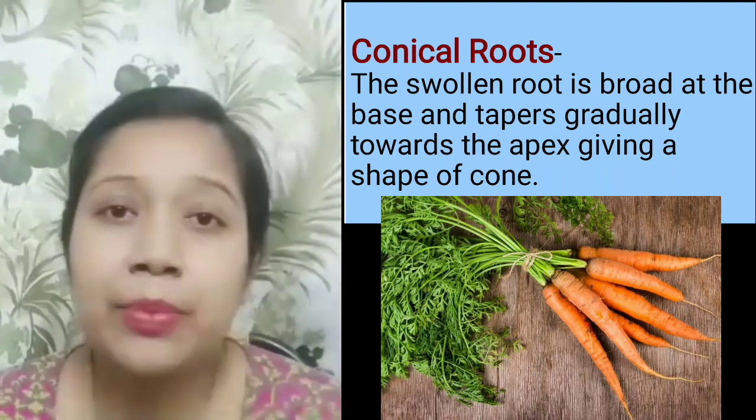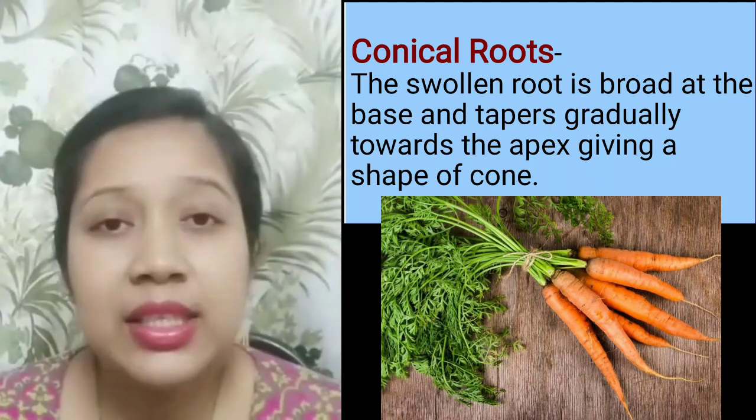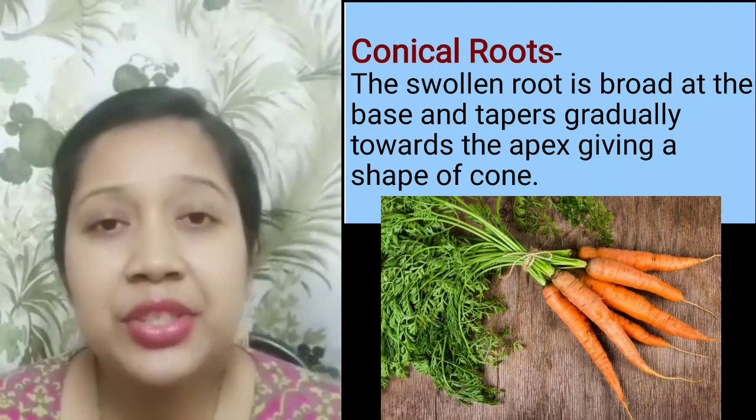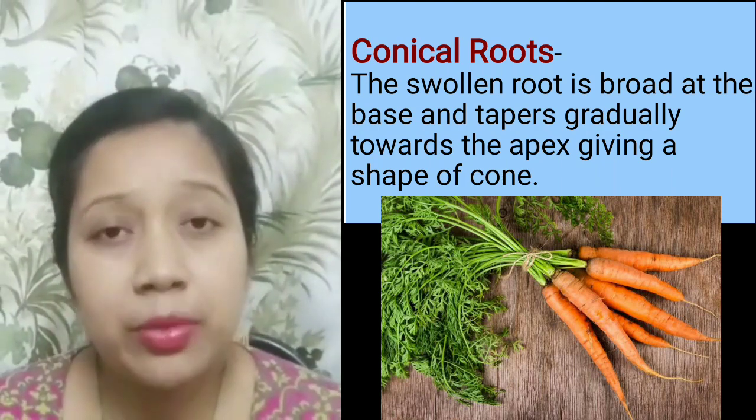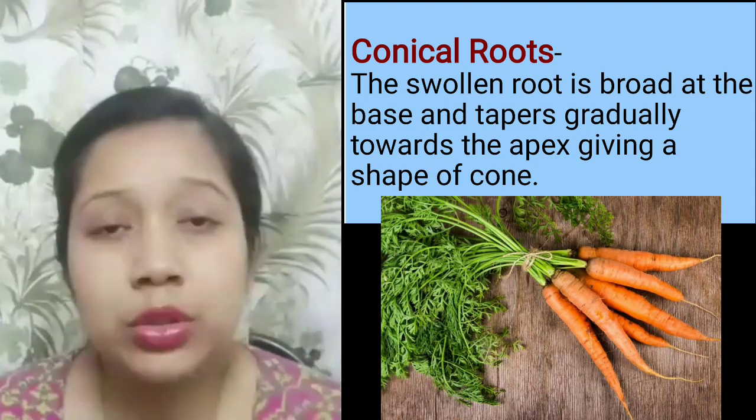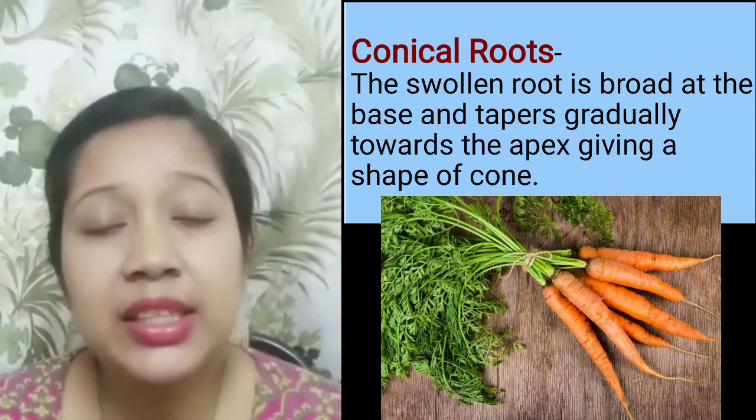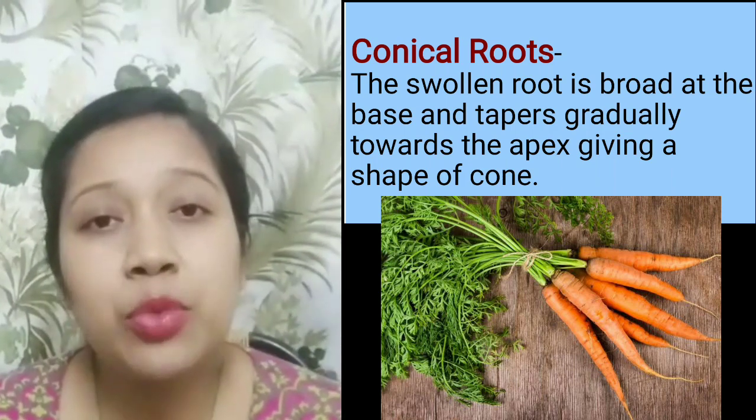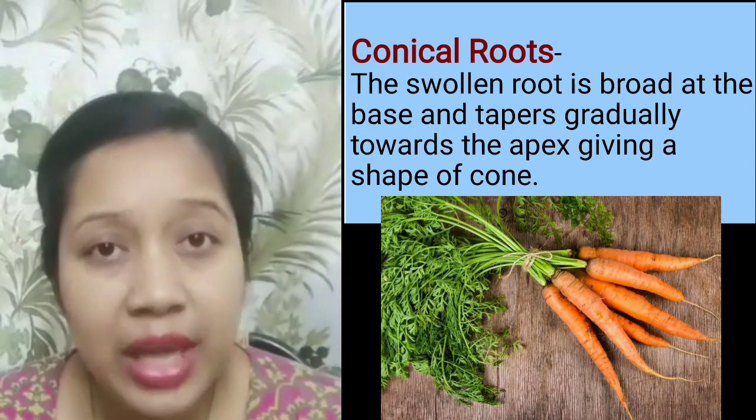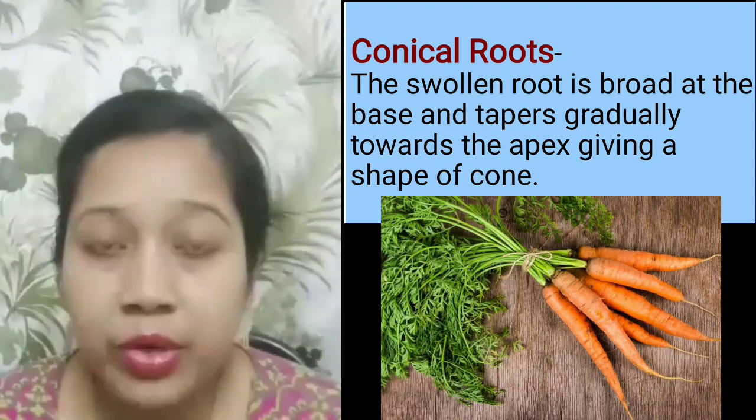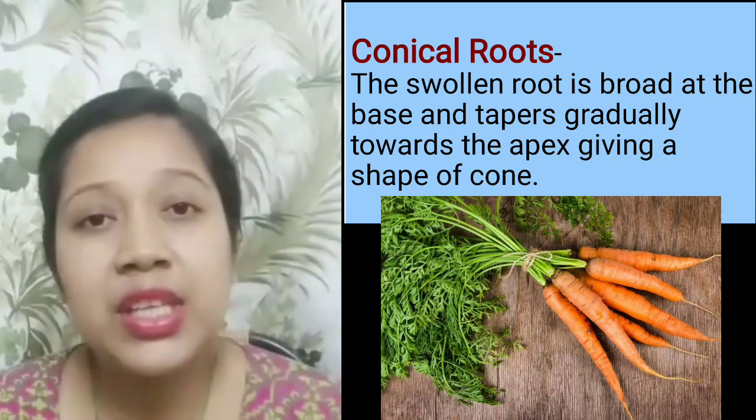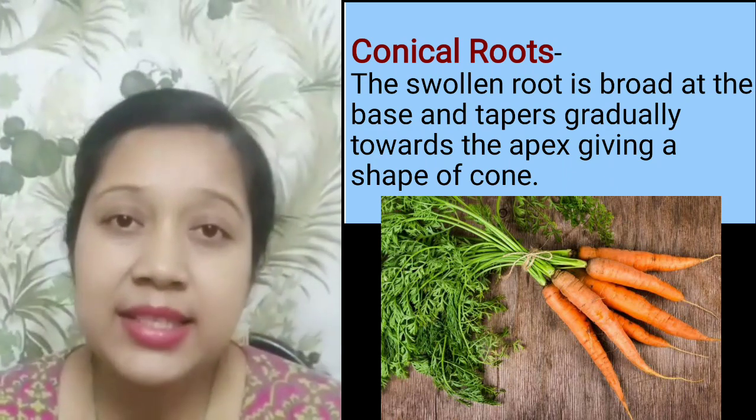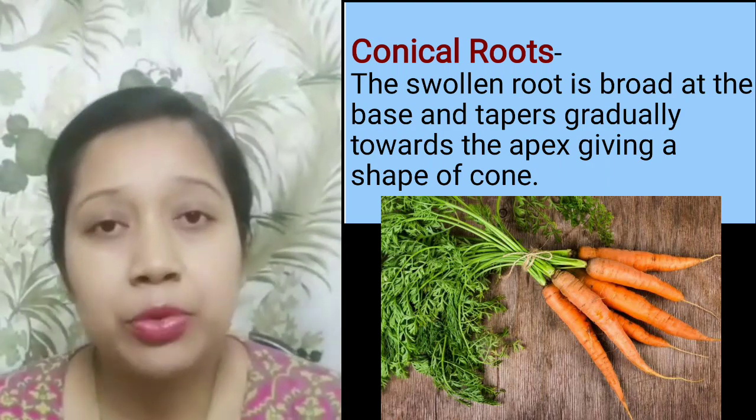Now here, why is it called the conical taproot? Because it attains the shape of a cone. That means towards the base of the root, or the upper side, it is broader, and as it comes towards the lower side of the taproot, it becomes narrower. Very gradually it becomes narrower and resembles a cone, and hence the name conical taproot.